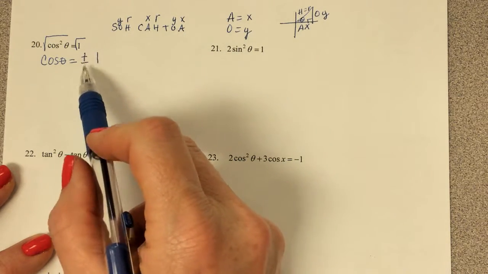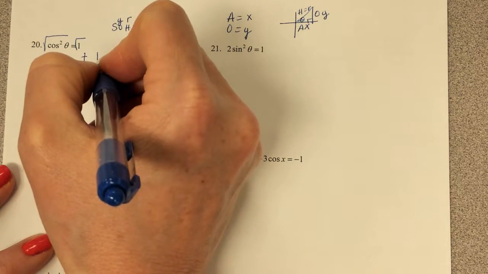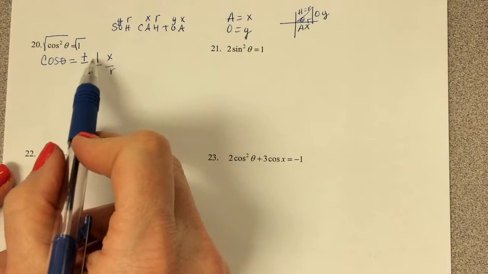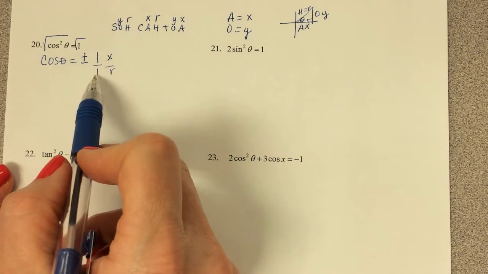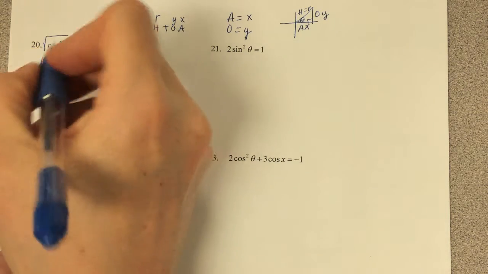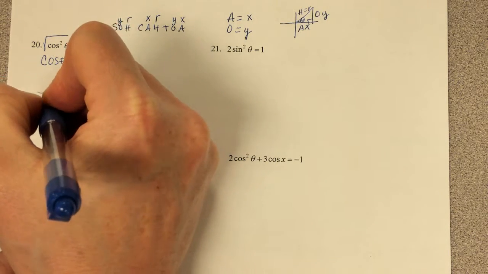So cosine theta has to be plus or minus 1. Now think about this, guys. Cosine, like I said, is going to be X over R. If X is 1 and R is 1, do we have any triangles over there on the board where X is 1 and R is 1? The radius is across from 90. Do we have any triangles like that over there? In fact, it would be impossible to have that. So what that means is that it has to instead be some angle that's on the unit circle.